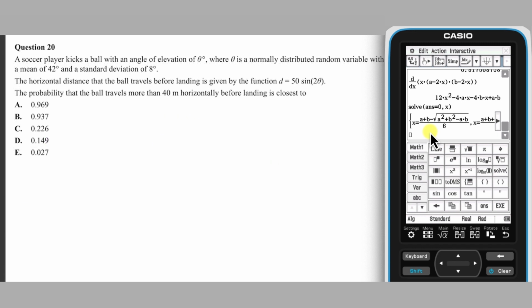Question 20. This question provides us with a function for the horizontal distance that a ball travels, in terms of the angle with which it is kicked. As sin 2 theta has a period of 180 degrees, a graph of this function will look like this. We are interested in a ball travelling more than 40 meters. The theta values for which this ball travels exactly 40 meters can be found by solving this equation. I'm going to solve this numerically for theta between 0 and 90 degrees.